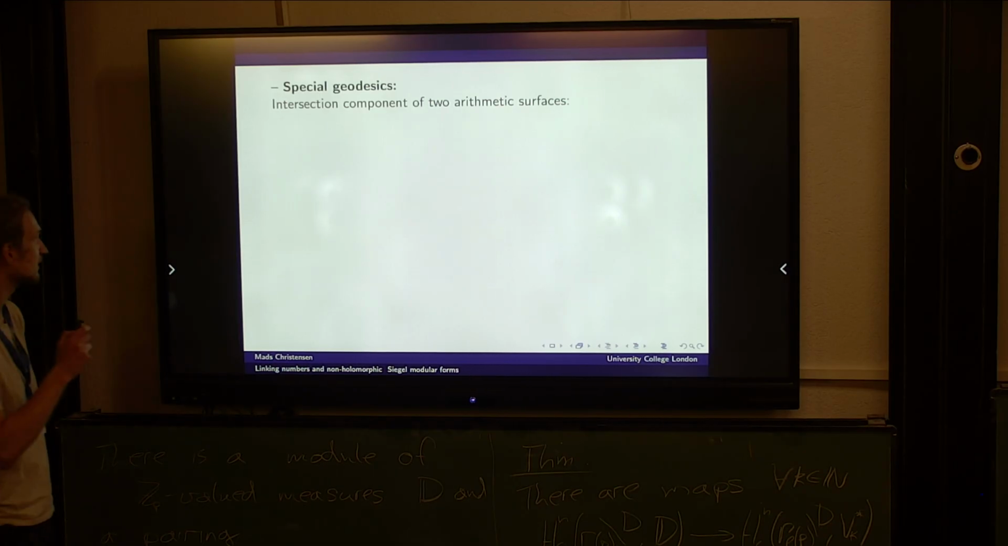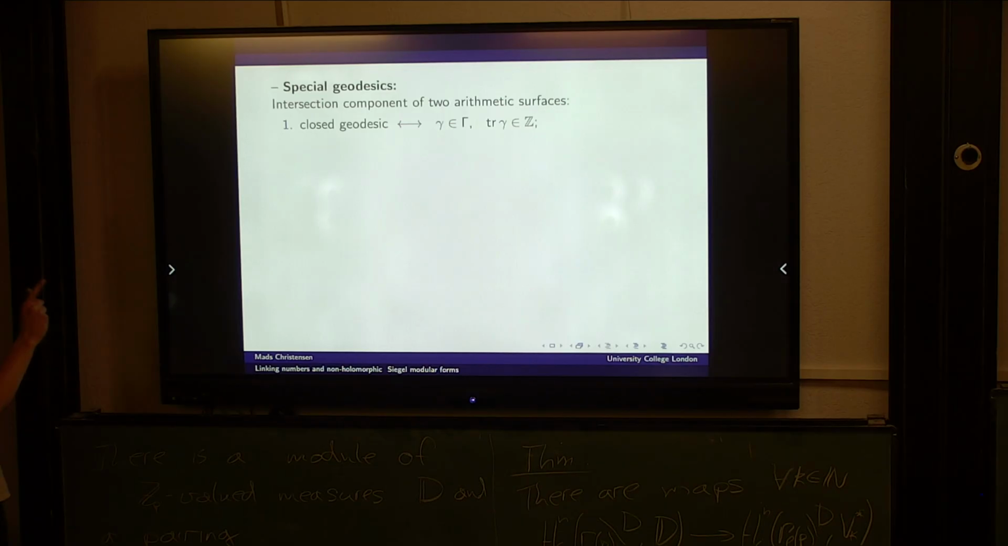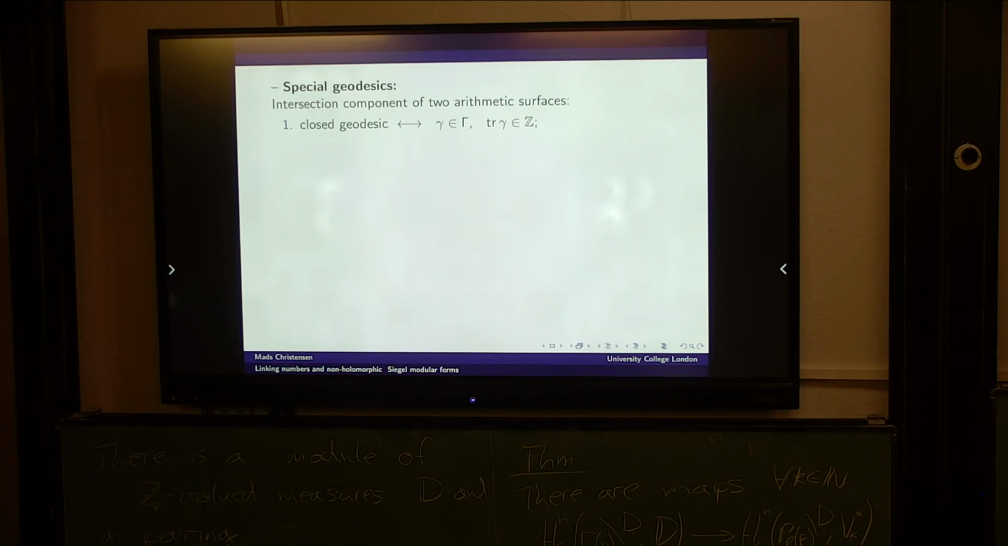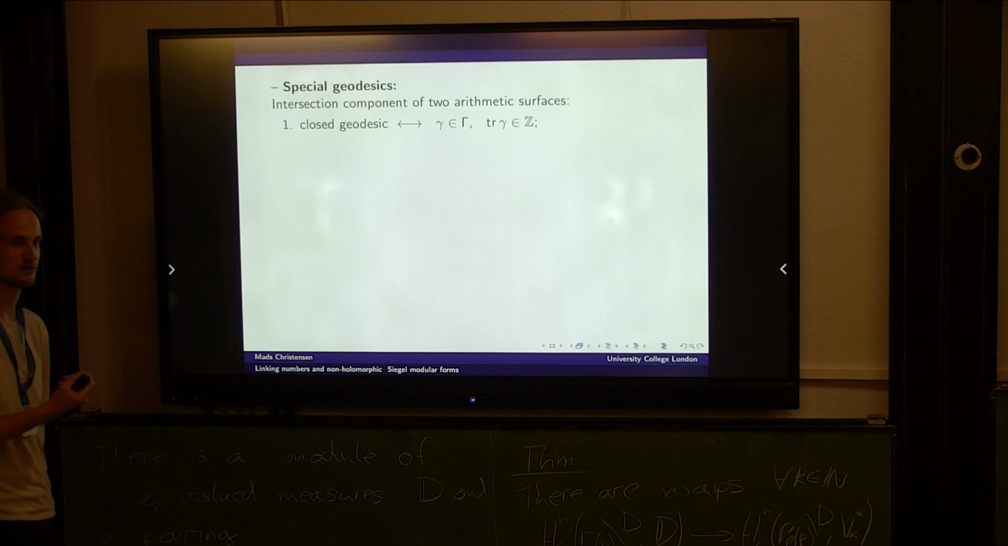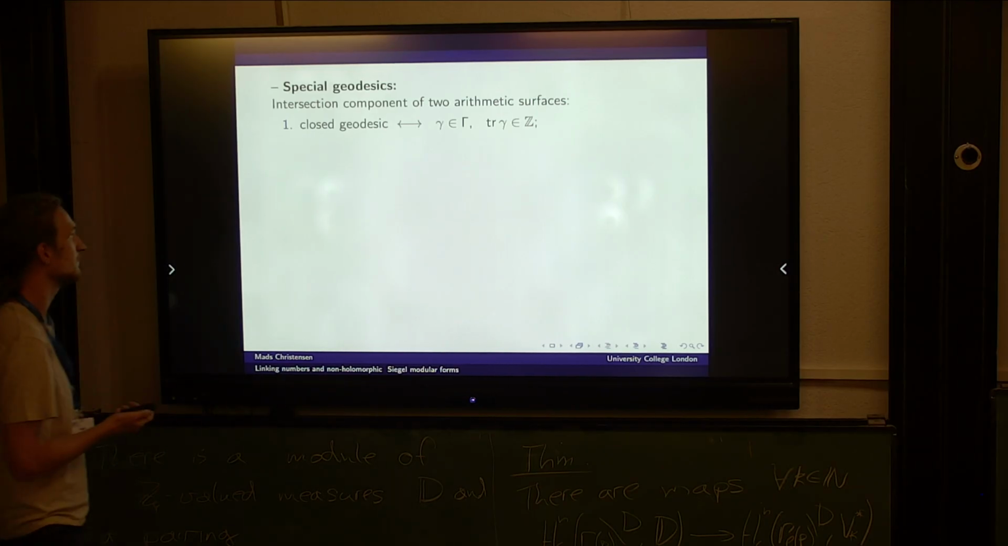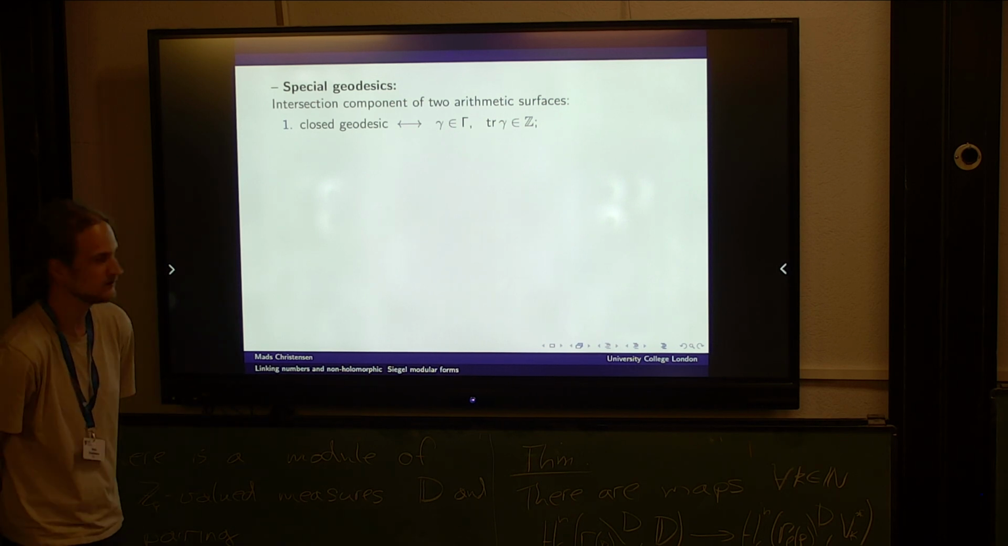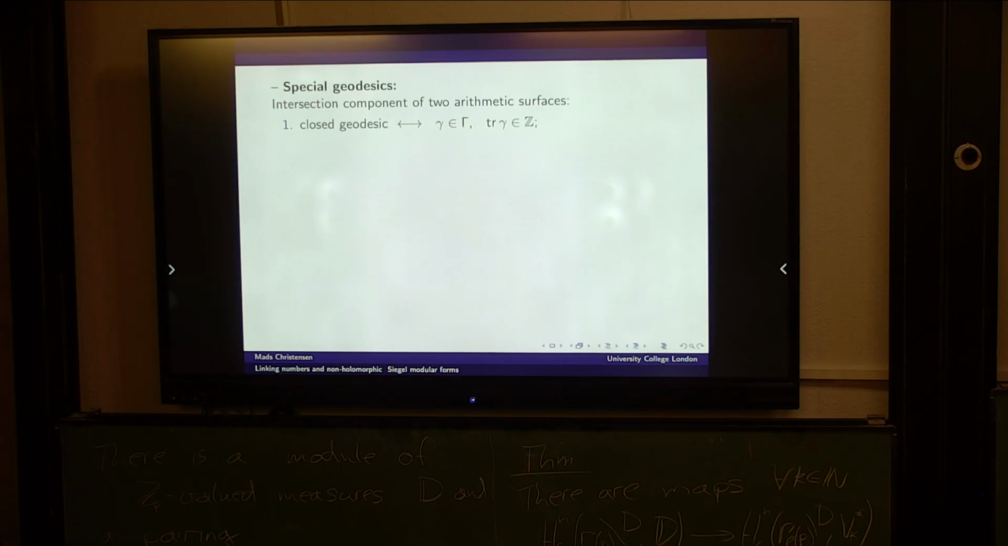You have two cases. It's either going to be a closed geodesic, which happens most of the time. I was quite surprised when I discovered this, and I think my supervisor was as well, that you don't get all closed geodesics. You only get some of them. They're characterized by the fact that the trace is real. In this case, the trace is then an integer. This also has some geometric explanation.